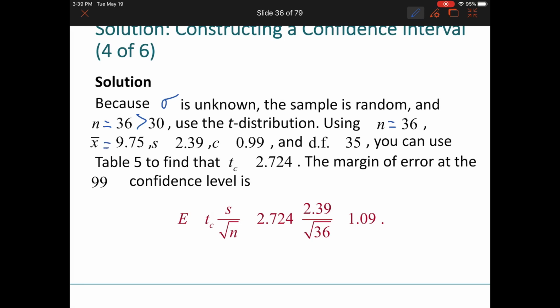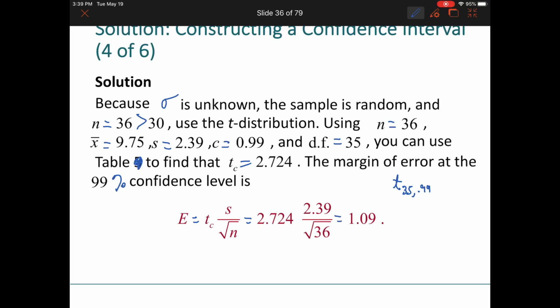And sigma is unknown. The sample is random, n equals 36, yep, greater than 30 like we said. So when n is 36 and x bar is given to be 9.75, the average number of days almost 10. Standard deviation, they already calculated it for you, it's 2.39, and yes, we have a 99% confidence interval. And obviously df is 35. You can subtract 1 in your head and use whatever table or calculator to find the value of t to be 2.724. That's also known as t with 35 degrees of freedom and a 99% confidence interval.